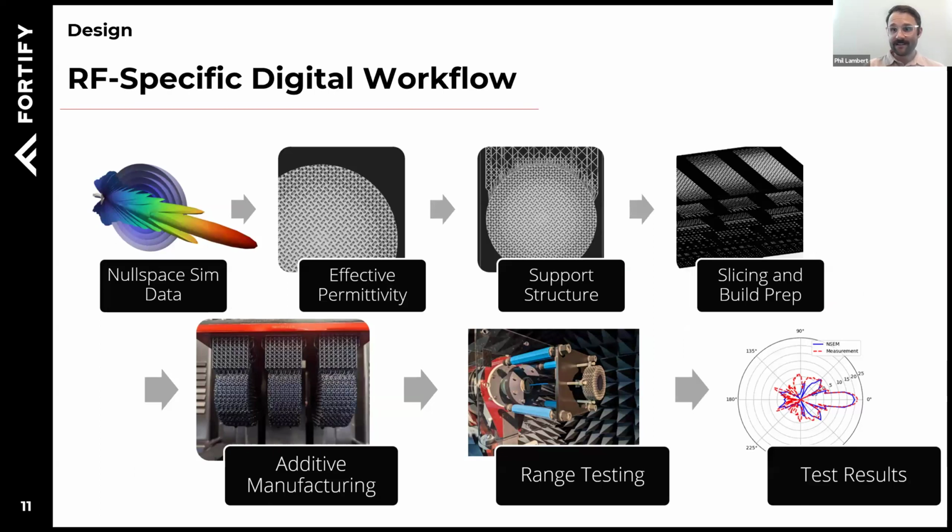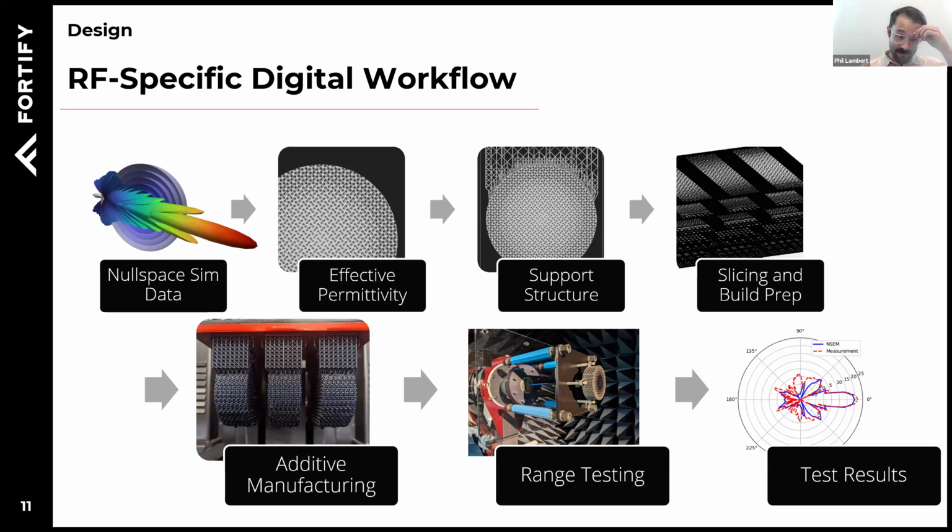And Fortify does our lens design through this RF-specific digital workflow. On the front end of this workflow is EM simulation with groups like Nullspace, where they're doing the design and simulation to create and determine what the perfect dielectric constant distribution is. That RF dielectric distribution, and the volume which you're trying to populate with that distribution, is then interpreted by Fortify to create that lattice geometry that results in that effective permittivity I was describing earlier. And Fortify takes that design and brings it through our build generation tool sets to support that part for 3D printing, to slice that part, and then ultimately 3D print it.